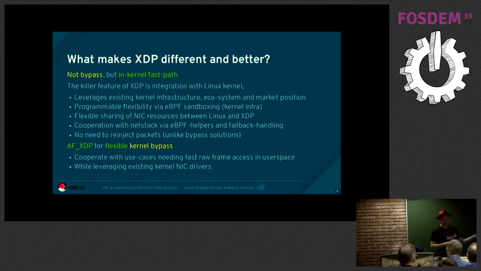And we have cooperation with the network stack by these helpers, and we can do this fallback handling, and we also get access to, basically by running in the kernel, we get access to kernel objects. Like we can do the lookup. I'm going to talk about in the route table a little bit later.